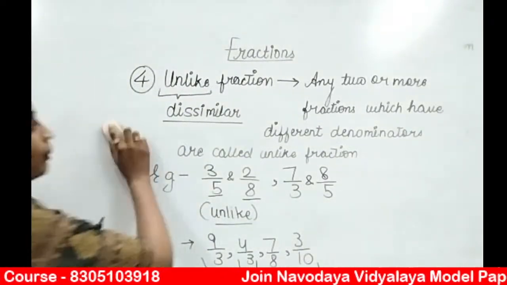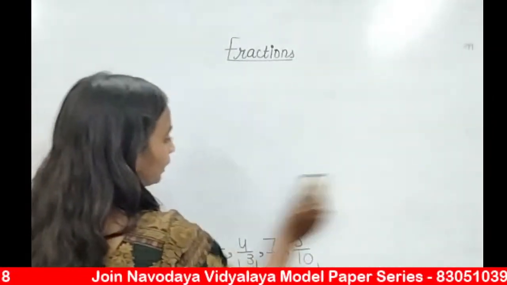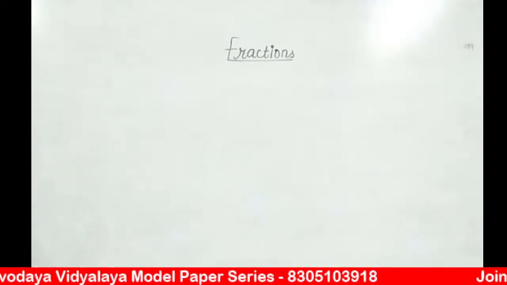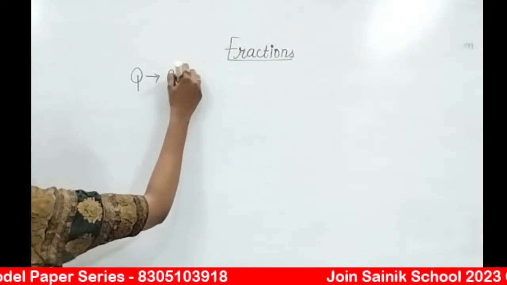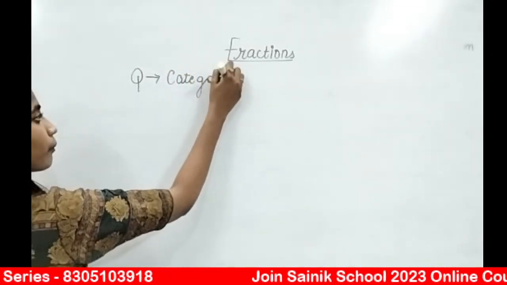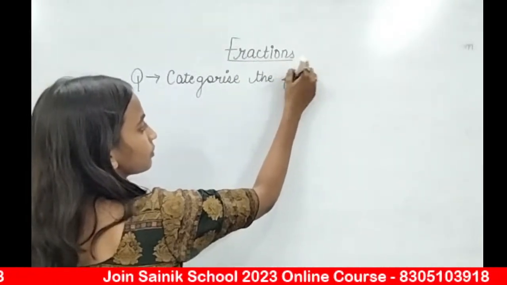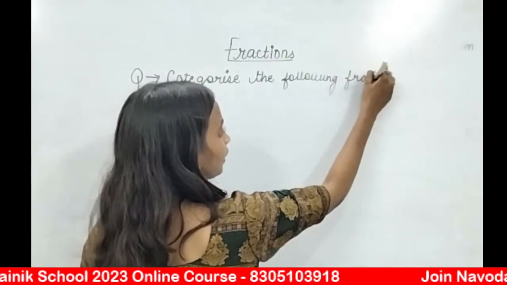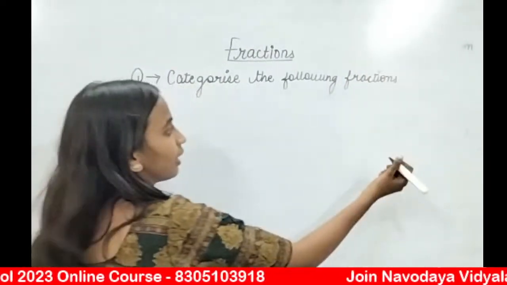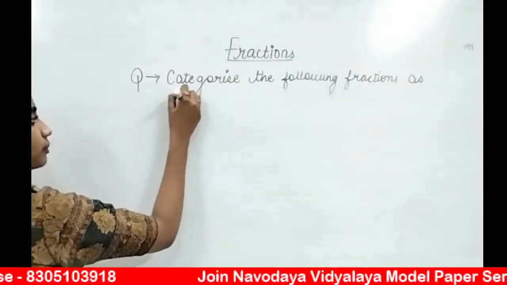Okay. So I will be writing down a few fractions here. And what will you do? You will tell me which of them is a like fraction and which of them is unlike fraction. 7 by 4 and 2 by 8. Good. So the exercise question is: categorize the following fractions as like and unlike fraction.